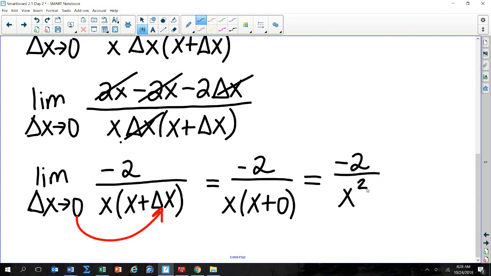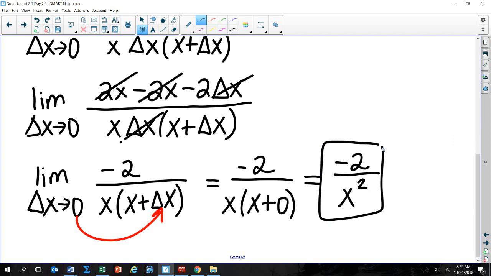X plus 0 is still x. I see people all the time that will say, look at this x plus 0 and say it's 0. I don't know why. Okay, x plus 0 is still x. So when I multiply x by x, I get x squared. Okay, so -2 over x squared. Remember, we're finding the slope of the tangent line.